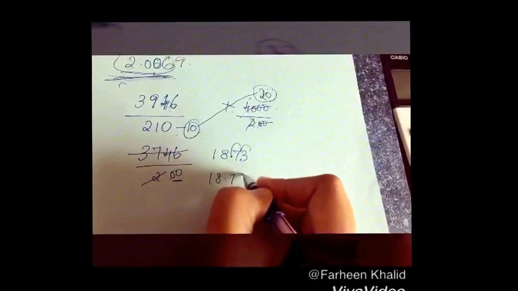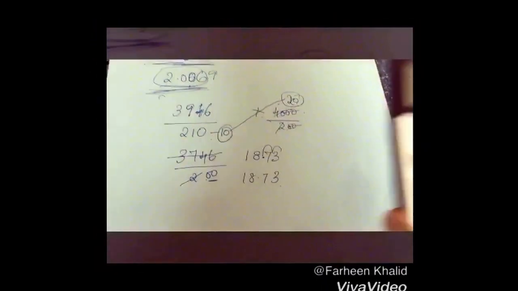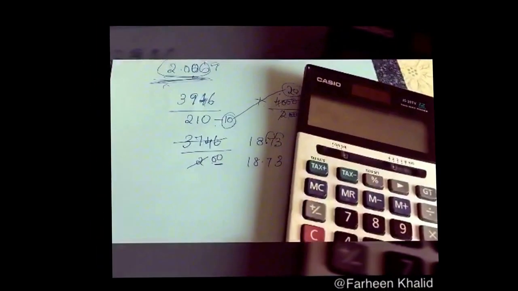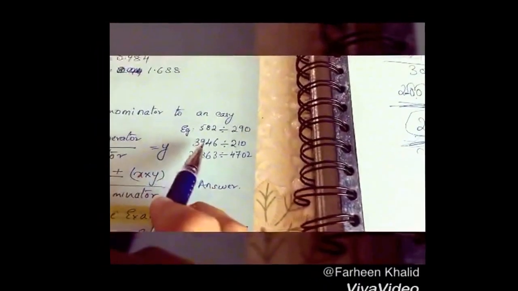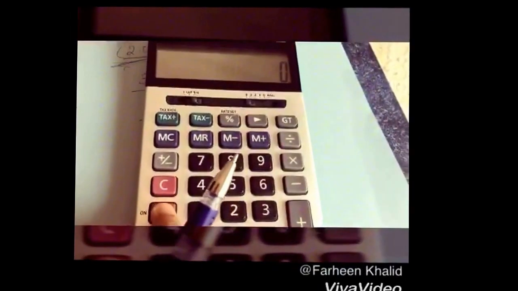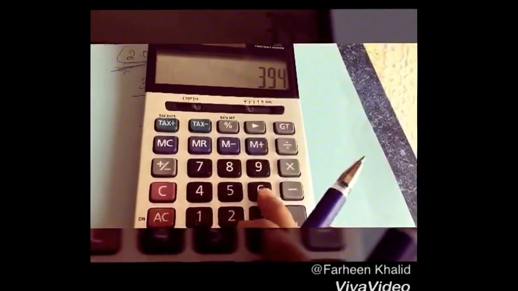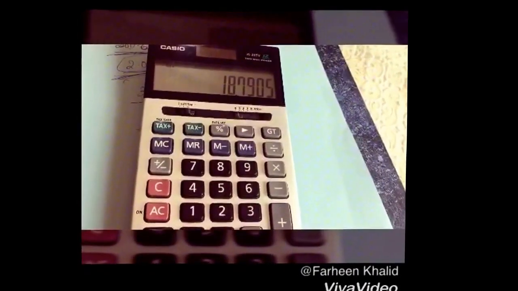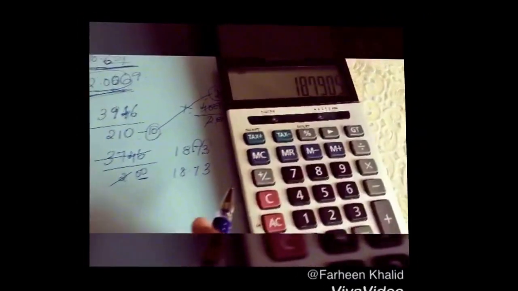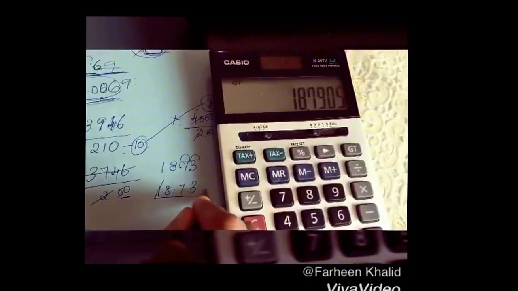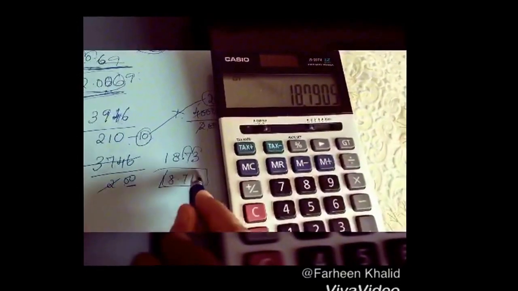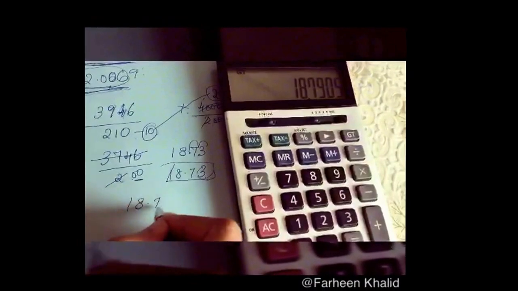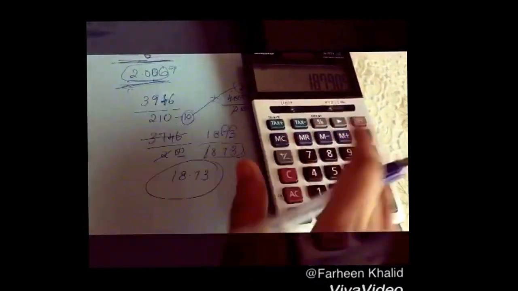Our answer is 18.73. Let's check what our answer would be if we divided the original question with the calculator. So our original question was 3946 divided by 210, which is 18.79. And what have we got here? We have got 18.73, which is almost near to this question, okay. It is the second decimal point which is the same, but your approximate answer still remains awesome, okay.